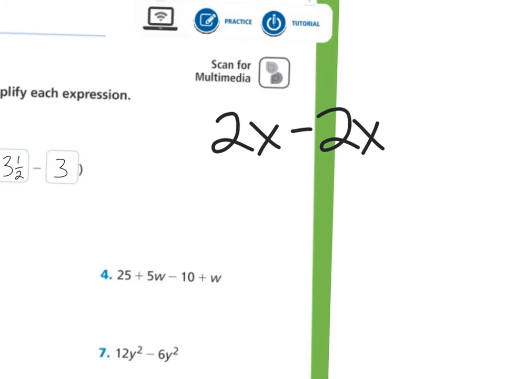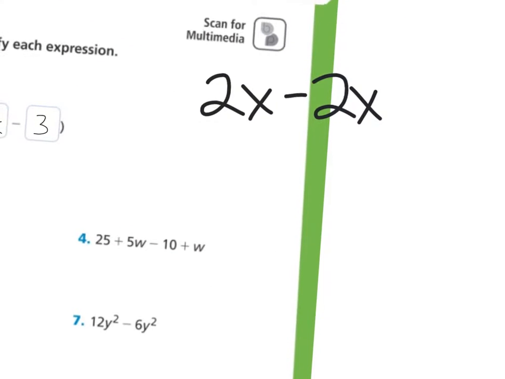Another problem I wanted to mention, they don't have this in the book here, but if you get a problem like this, 2x minus 2x. So sometimes people see this problem and they say the answer is x. Well, we'll restate this only without our variables there. 2 minus 2 is what? Well, 2 minus 2 is 0.